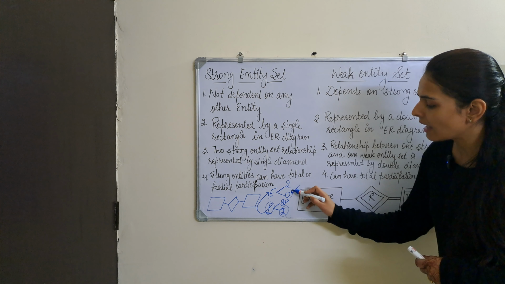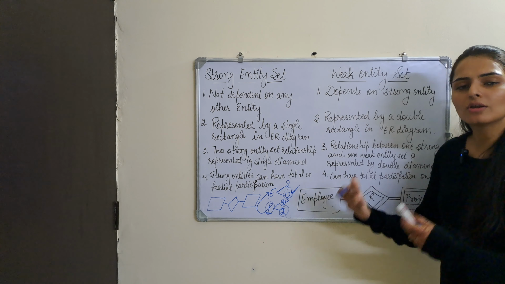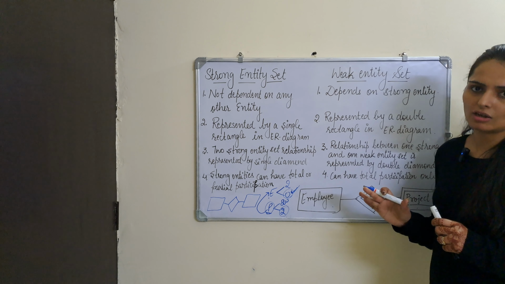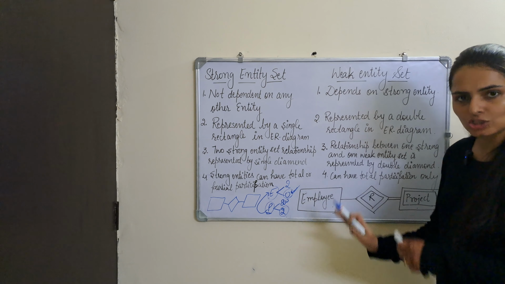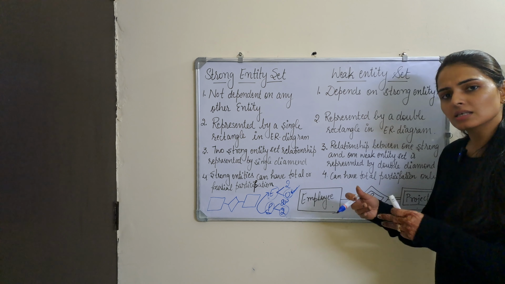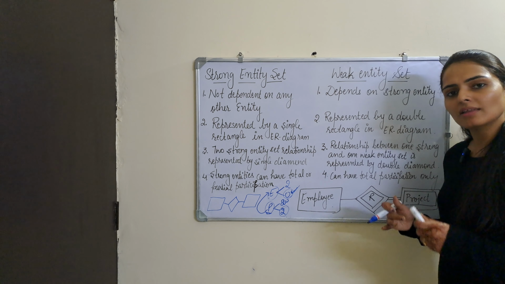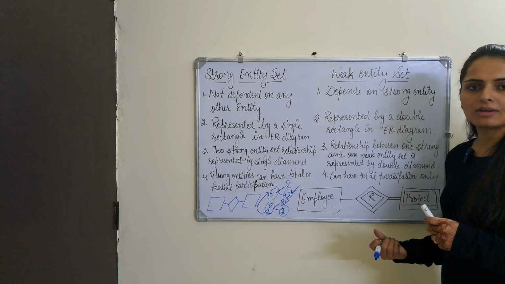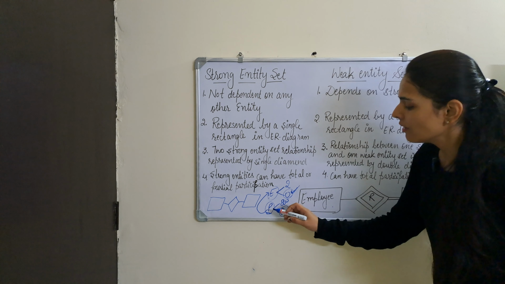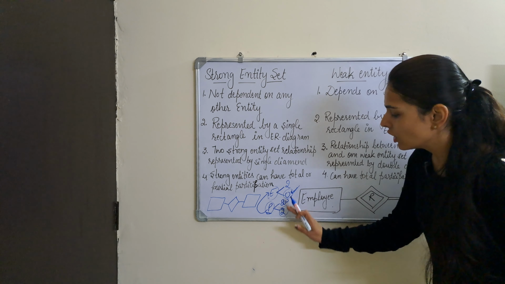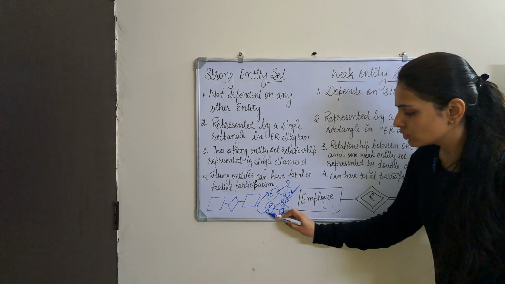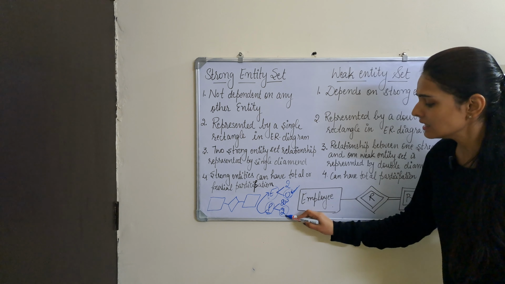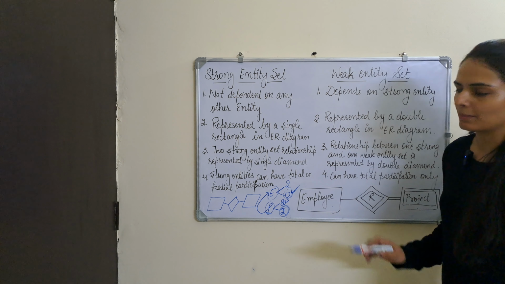However, there can be some employees who are not being assigned any project at all, right? So we say that employee has partial participation because some employees can be there who are not assigned any project at all. However, project can have total participation only because each and every project should have at least 2 employees working on it, right?